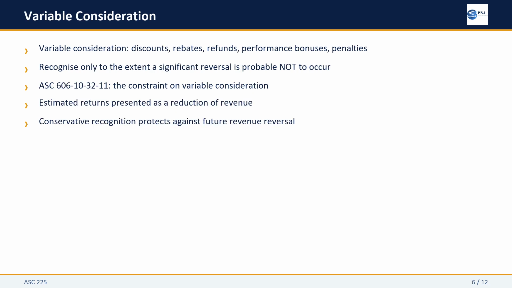Variable consideration is where revenue recognition gets careful. Amounts like discounts, rebates, refunds, and performance bonuses are only recognized to the extent it is probable that a significant reversal will not occur when the uncertainty is resolved. That is the constraint from ASC 606-10-32-11. In practice, it means being conservative. If there is real uncertainty about whether a bonus will be earned or a return will happen, you do not recognize it yet. Estimated returns are presented as a reduction of revenue, not as an expense. Getting this wrong creates a future reversal problem.